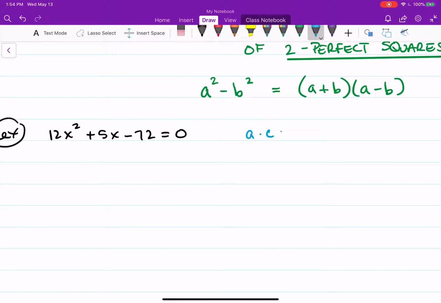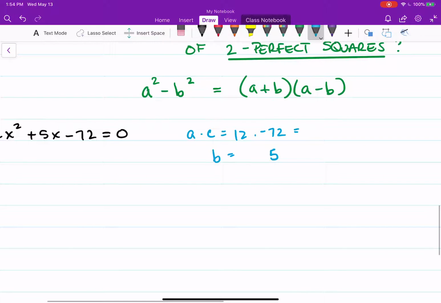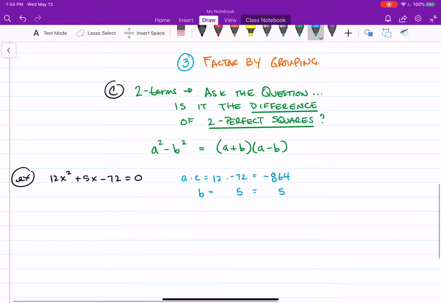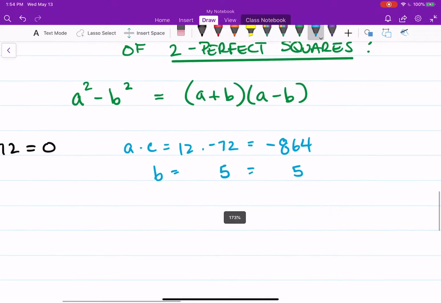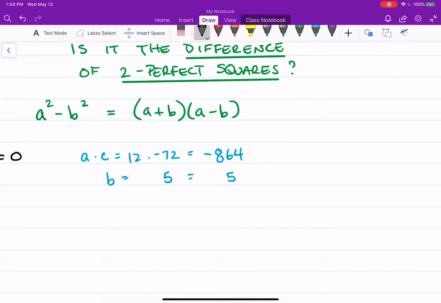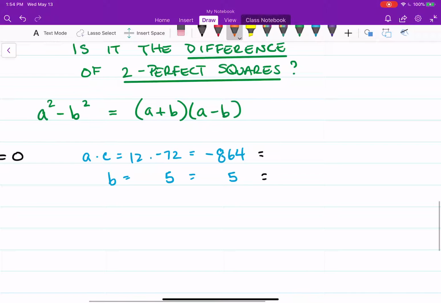So A times C is equal to 12 times negative 72. Big number. And B is equal to 5. Okay. So let's see what 12 times negative 72 is. 12 times negative 72 is negative 864, and my B is 5. Whoa, this one is huge. So we got a really big number, and we have to figure out what those 2 numbers are. I got to find these 2 numbers here.